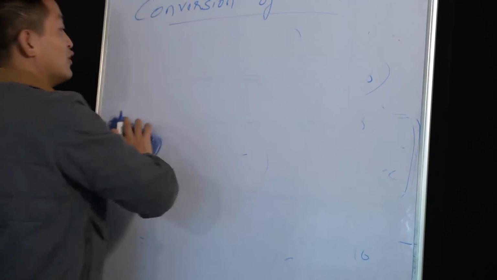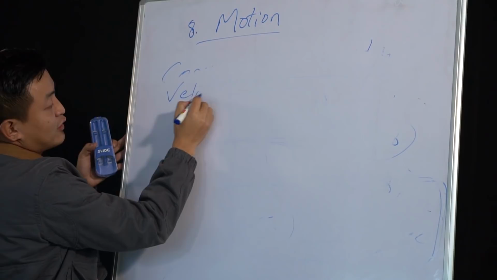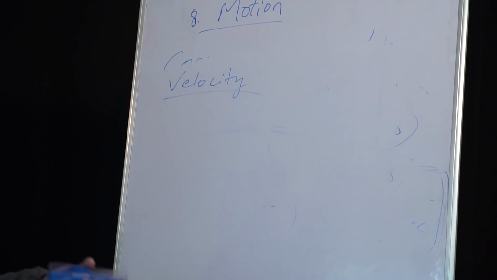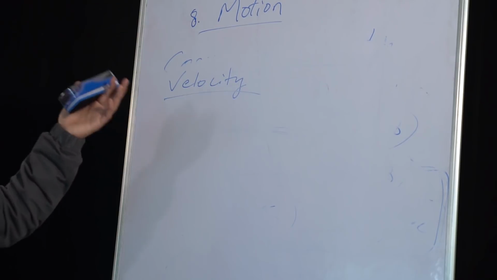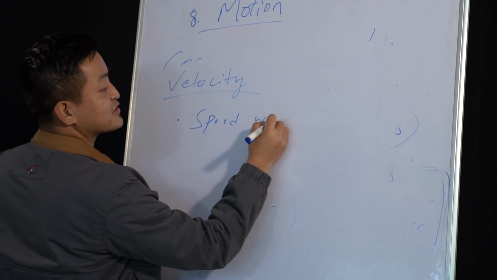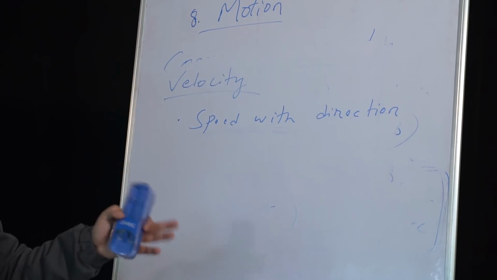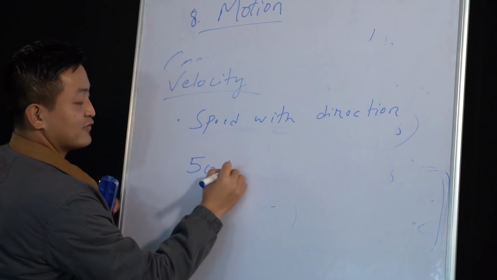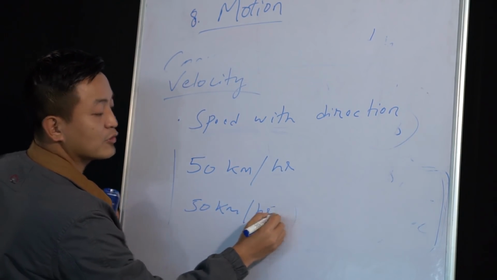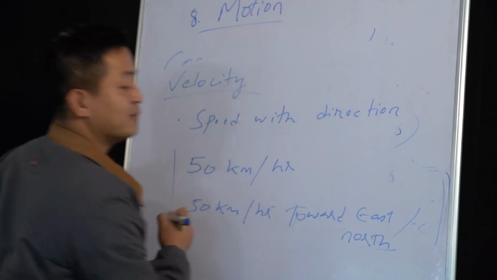Now our next topic would be velocity. Now you know speed, and velocity is similar. But when we mention velocity, we are talking about speed with direction. So you can just write: speed with direction is defined as velocity. Now I'm giving you another example here: 50 kilometer per hour towards east or towards north, anything that mentions the direction.